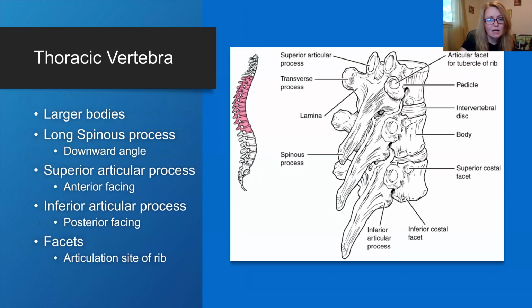Okay, thoracic vertebrae. We have 12. They have large bodies and long spinous processes. Look at this. Ooh, that's a long spinous process. It goes pretty much down. They have superior articular processes and inferior articular processes, the same as all vertebrae, really. And they have facets. Facets are points of attachment for your ribs. So here's the superior costal facet, and the inferior costal facet, and this is where the rib is attached over here. So we have 12 of them.